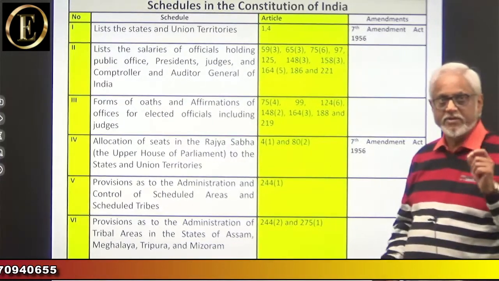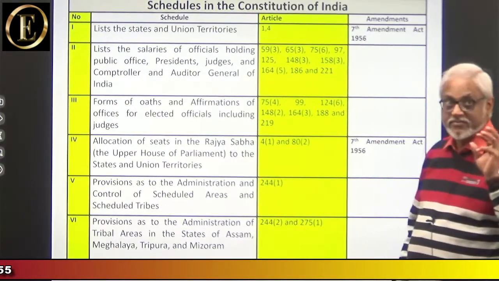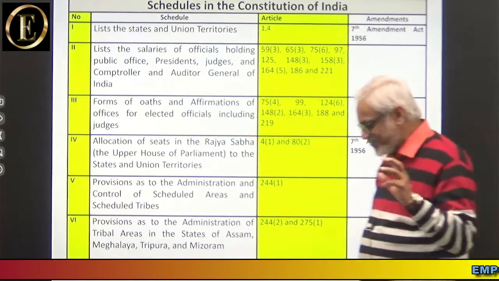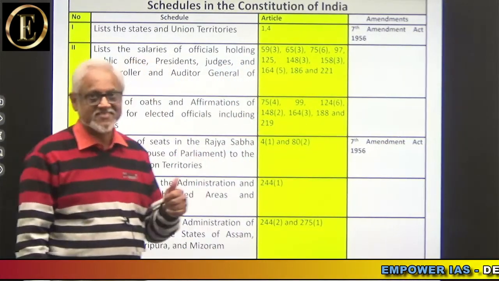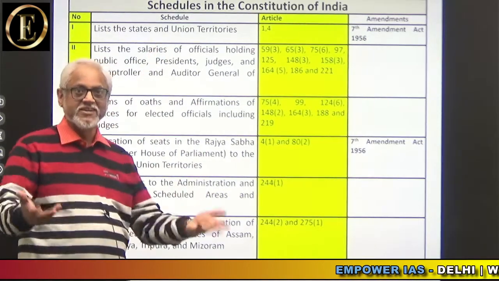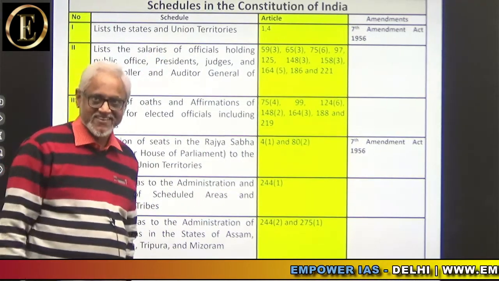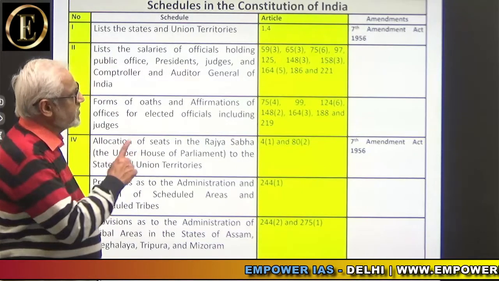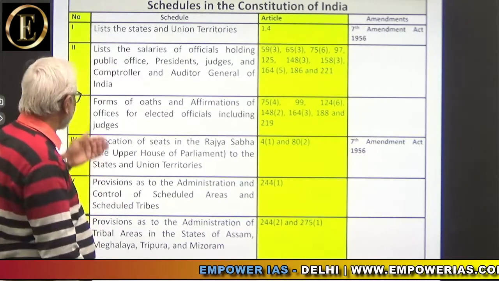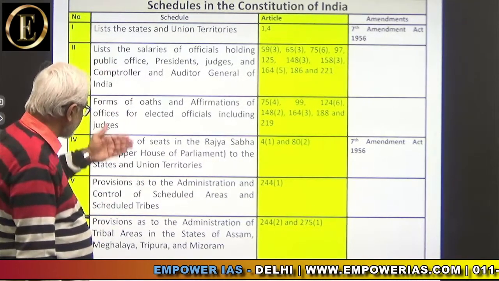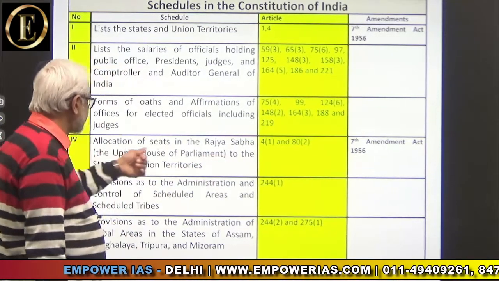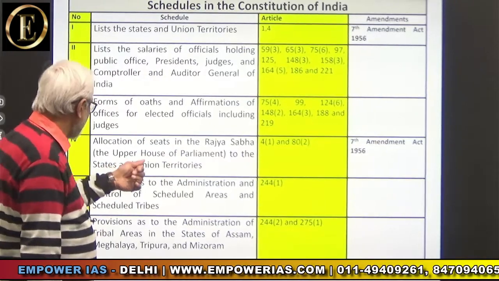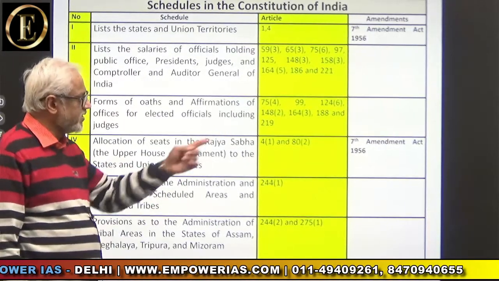So with the 7th amendment this came out. This is very tricky information you should be clear about. The first amendment is not the correct answer, even though it was there from the beginning. It is the 7th amendment in 1956. Then a number of amendments followed. Again, the allocation of seats in the Rajya Sabha to the states and union territories came in the 7th amendment.